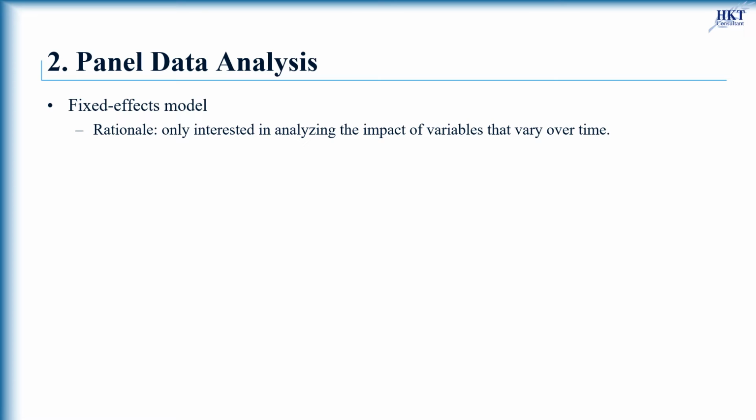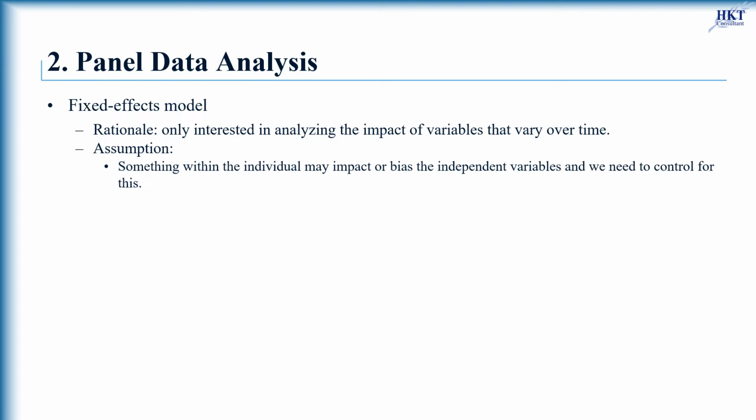Fixed effects model explores the relationship between independent variable and dependent variable within an entity, as province in our empirical study. Each entity has its own individual characteristics as independent variables, that may or may not influence the dependent variable. When using fixed effects model, we assume that something within the individual may impact or bias the independent variables, and we need to control for this.